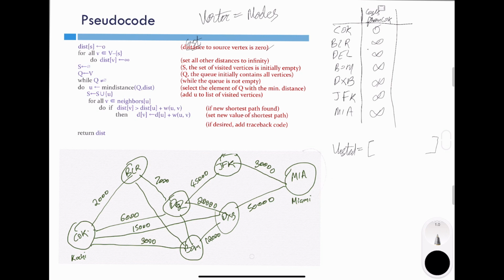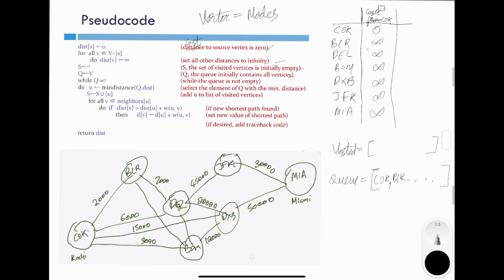Next we are going to create another queue. In this queue we will queue all the airports, so COK, BLR, and so on. And what we do in this algorithm, now that we have reached here, is that while this queue is not empty, we try to dequeue each of these airports.